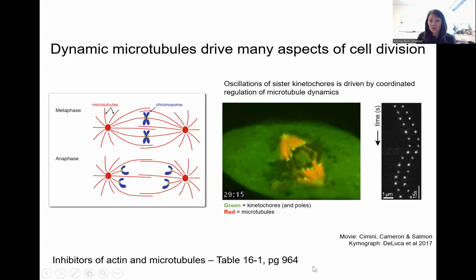So because these are all dynamic processes, microtubules as well as actin, there are inhibitors that have been made against these processes, either at those plus ends or those minus ends, or to stabilize the filament. So these inhibitors have been great for functional studies for actin and microtubules, and for a list of them and how they function, you can look at table 16.1 on page 964.